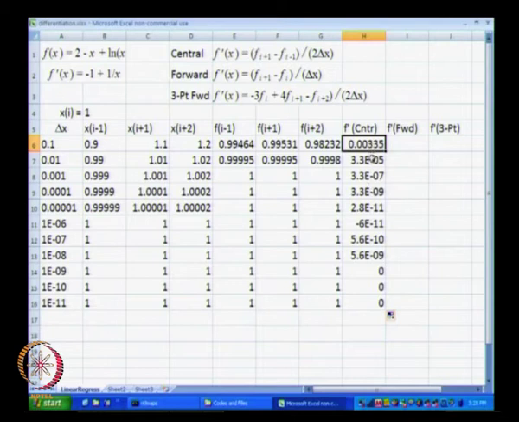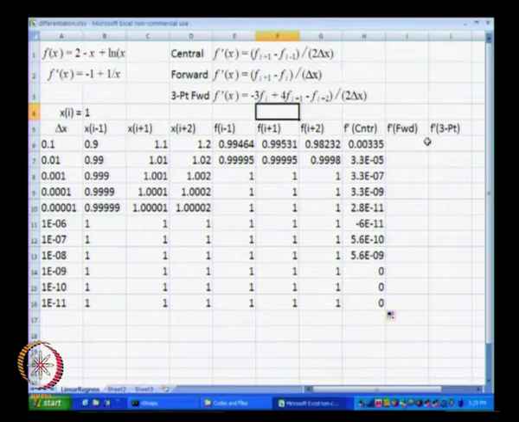So what we see initially is that decreasing the delta x by a factor of 10, we are improving f dash by a factor of 100. So when delta x divided by 10 we choose, we will get our f dash error divided by 100. That is because, as we had derived earlier, the central difference formula is accurate to delta x squared. Let us see what happens with forward difference formula.